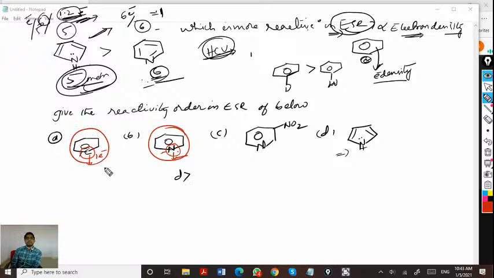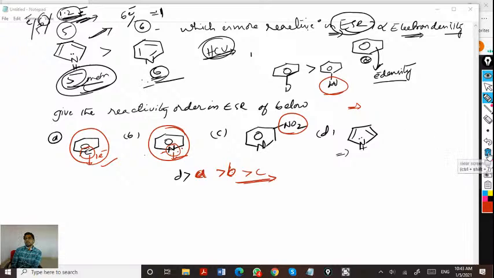So the electron density on this will be less when compared to the benzene system. So benzene will be more reactive when compared to pyridine. In the pyridine with a withdrawing group, whenever a withdrawing group is there, it will be less reactive. So it will be B, then C. In this way you need to see the reactivity.